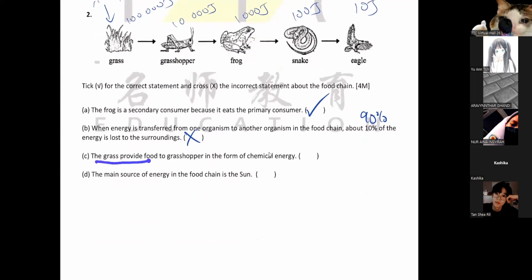Okay, anyway, so C. The grass provides food to the grasshopper in the form of chemical energy. Yes, it is. Okay, so next, the main source of energy in the food chain is the sun. Yes, it is. You get the energy from the sun.